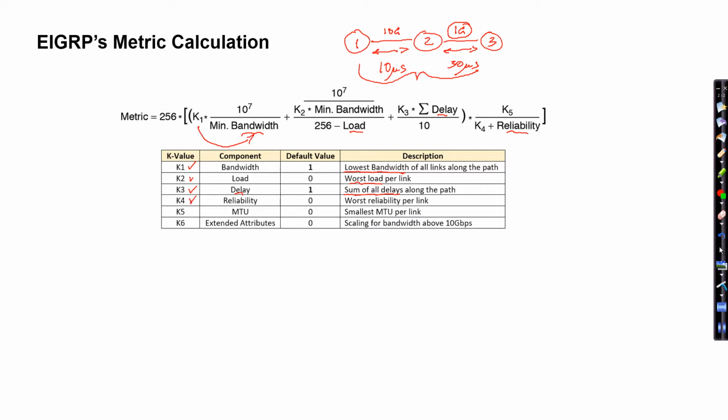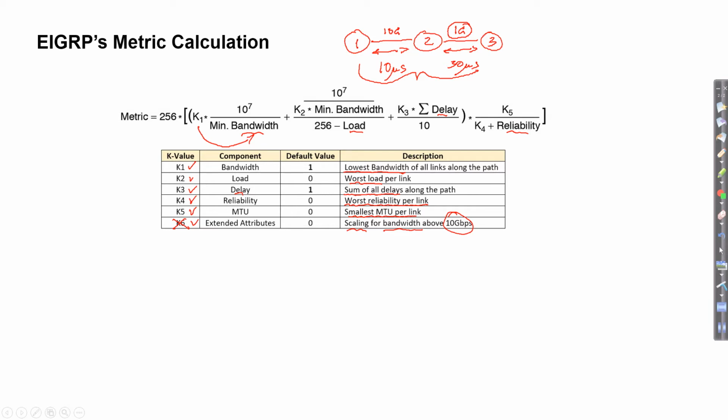Next on the list is K4, which is the reliability, and it is the worst reliability of a link. K5 represents the MTU of a link, which is the smallest MTU of each link. And last on the table is extended attributes, which is used for scaling for bandwidth above 10 gigabit per second. K6 is only in use when we use named mode EIGRP, so for our lab, K6 is not in play.